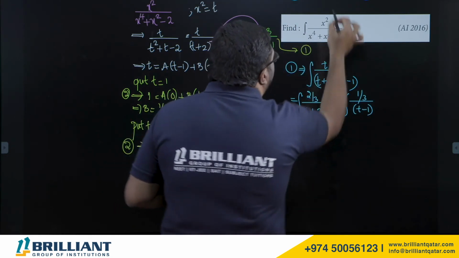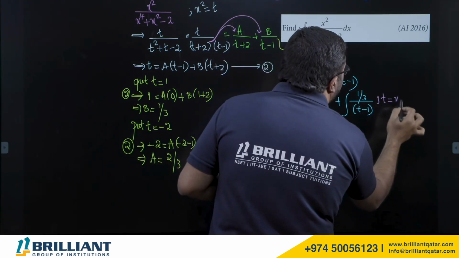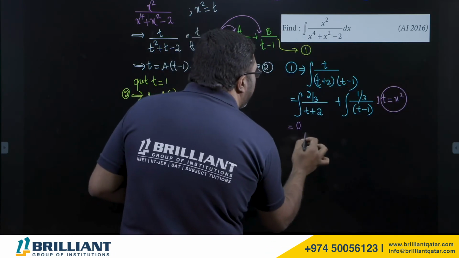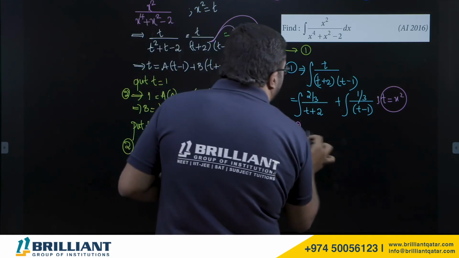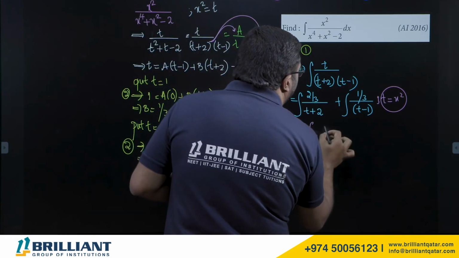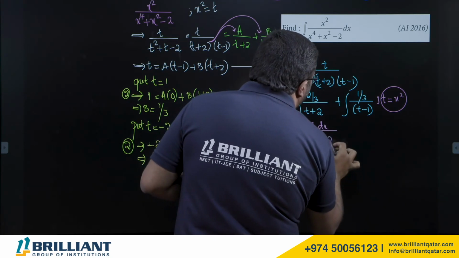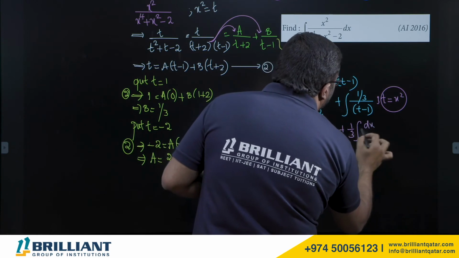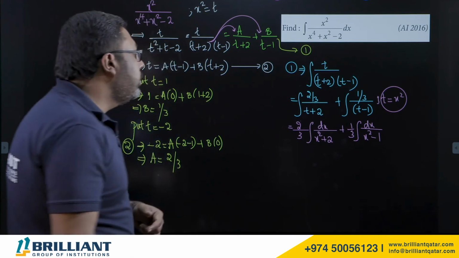Substitute t, all of you. T is equal to x squared. That's going to become 2 by 3 integral of dx by x squared plus 2 and 1 by 3 integral dx by x squared minus 1.